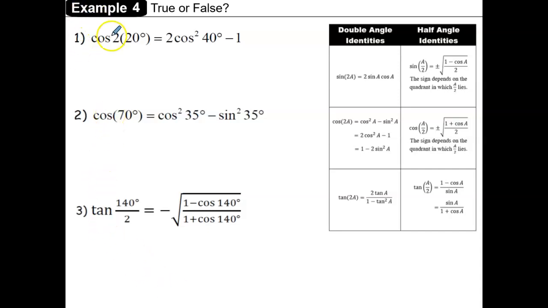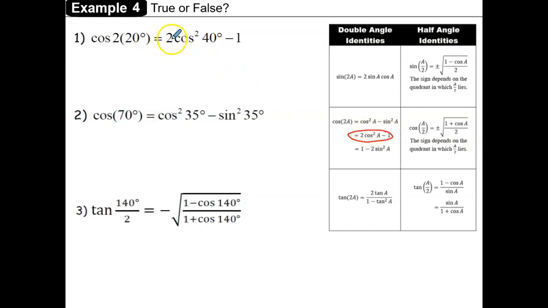Welcome back. In example 4, we want to decide if each of these statements is true or false. So looking at number 1, the cosine of 2 times 20 degrees, is that equivalent to 2 cosine squared of 40 degrees minus 1? So when we look at the double angle identities for cosine, which is what we have here, a double angle, 2 times 20 degrees, and it looks like we're using the second version of that identity, the 2 cosine squared of the angle minus 1.